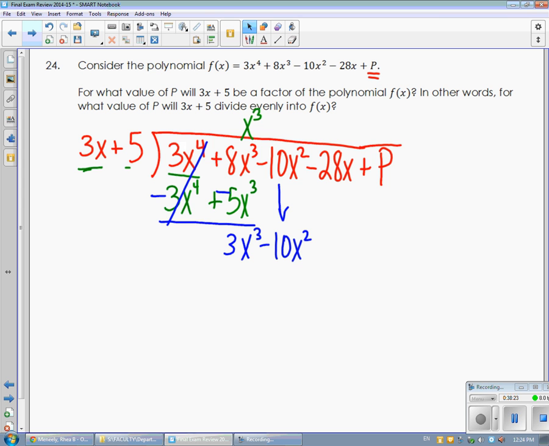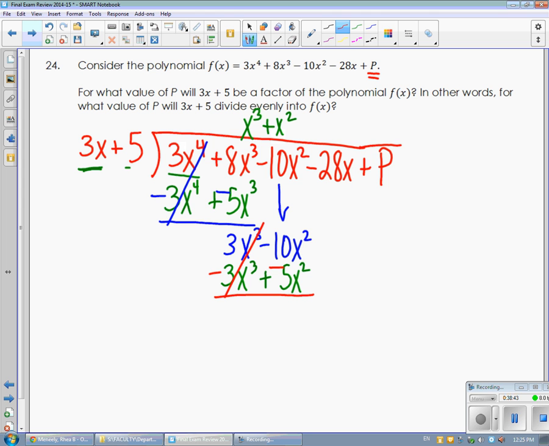Now I'm going to think, what do I need to multiply 3x by to get 3x cubed? Well, I've got the 3's. Now I need an x squared. So x squared times 3x gives me the 3x cubed again. And x squared times 5 is going to give me plus 5x squared. Again, we need to subtract, but I subtract everything. My 3x cubes cancel. I've got a negative 10x squared and a negative 5x squared, which is a negative 15x squared. And I'm going to bring down my minus 28x.